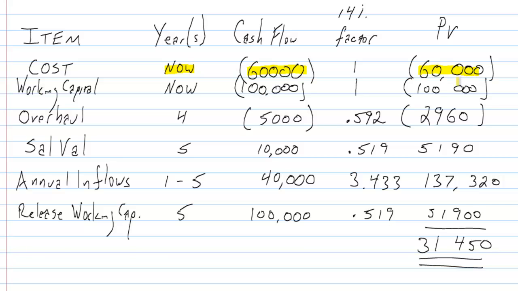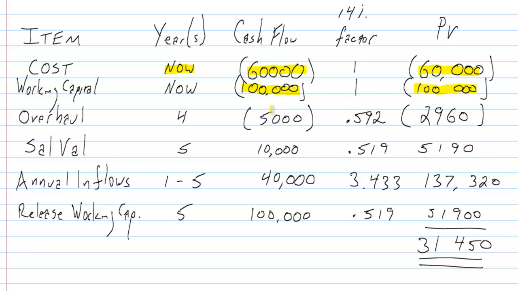When we initiate this project, we're also going to have to tie up some other working capital. We might need excess cash on hand, we might have to buy more inventory, but the designers of this project who've done extensive research know that we're going to need an additional $100,000 of working capital tied up for this project. So we show that as a negative cash flow of $100,000 now, and since the present value factor of now is 1, the present value of $100,000 now is $100,000. Both of these are cash outflows because the money is going out.